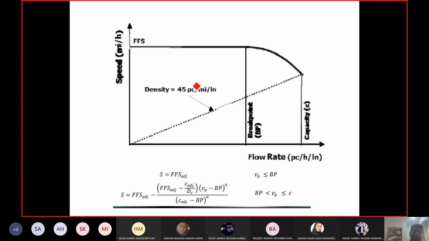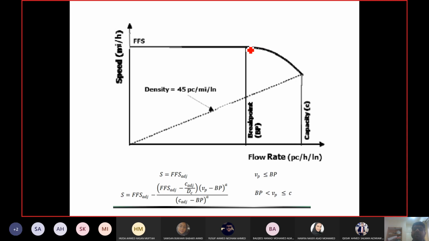So these are things we have some idea about. Then you see another thing here which is known as breakpoint, BP. Breakpoint is the value of flow up to which you maintain free flow speed on the highway. This is why you can see the curve is straight here. Up to the breakpoint, the curve is a straight line. Straight line meaning what? The speed is the same, which is free flow speed.